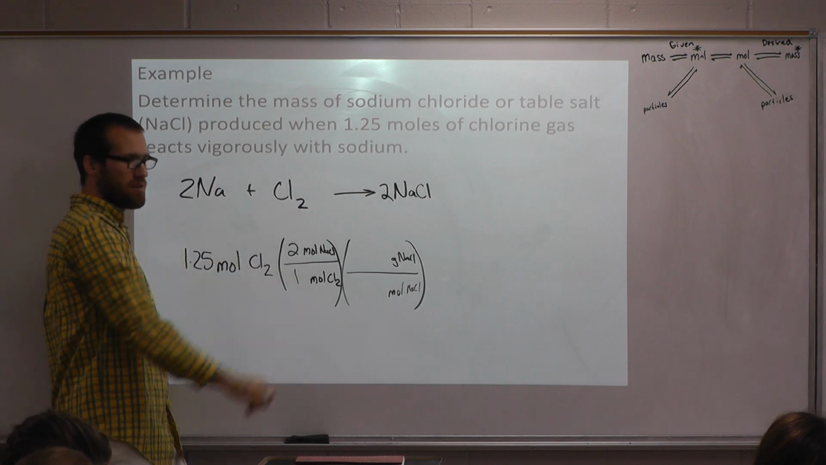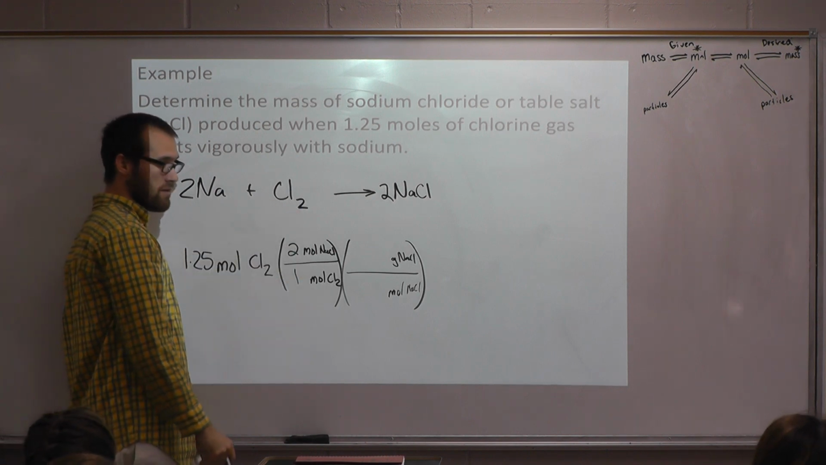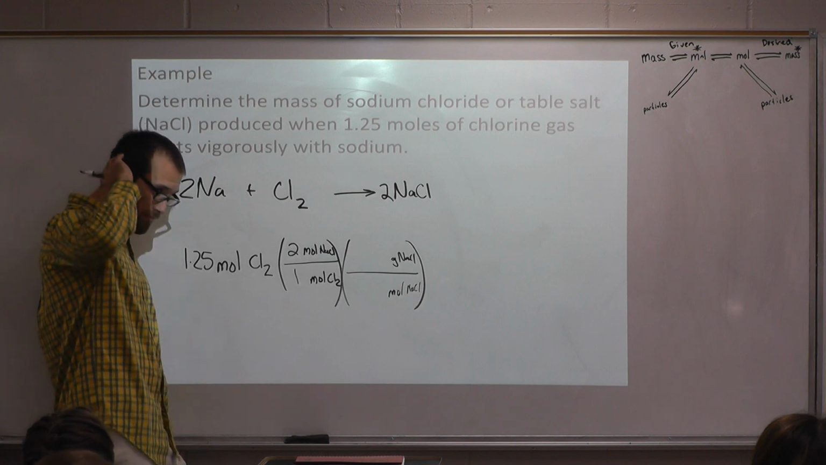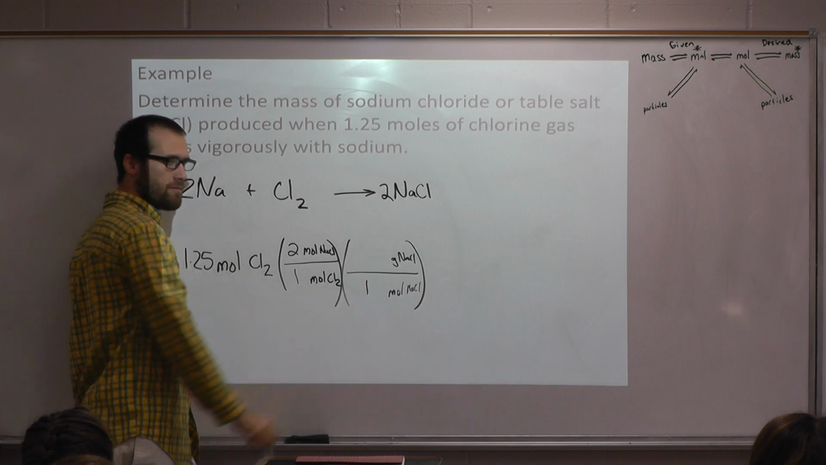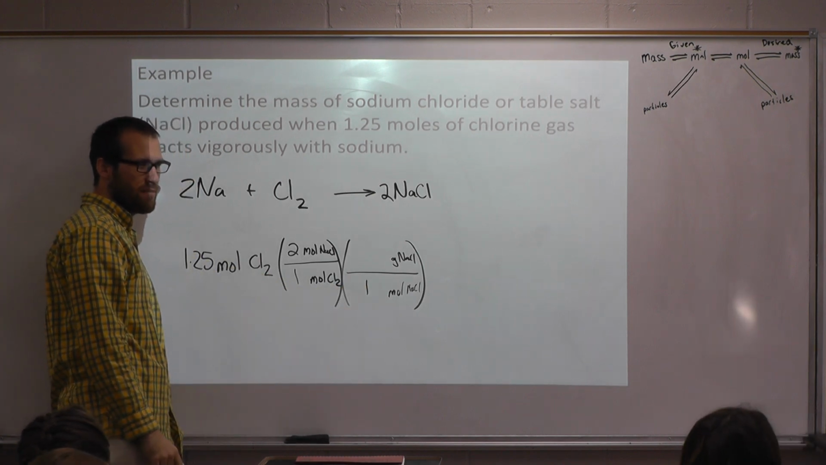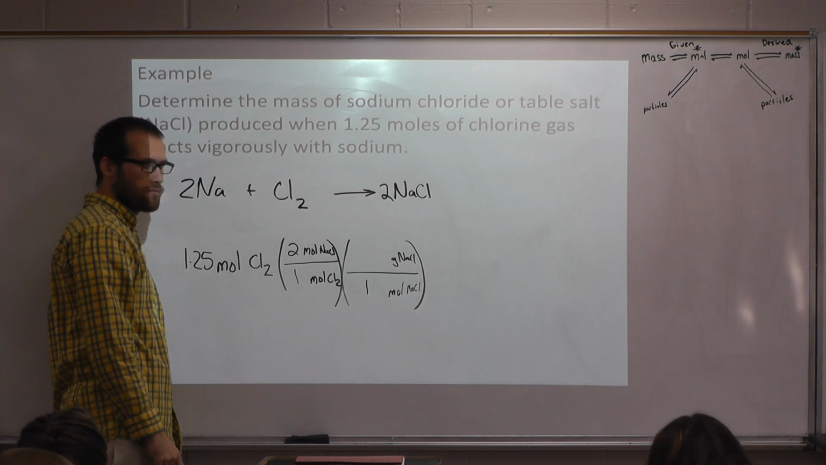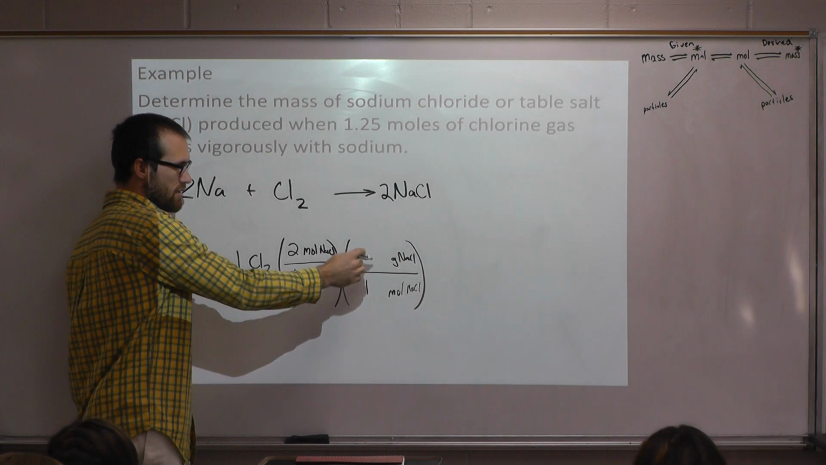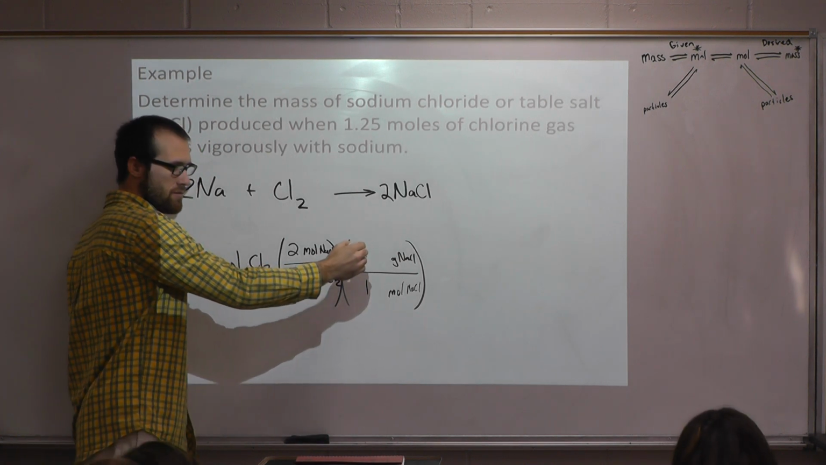Our next step is our molar mass. Where do we get molar mass from? From the periodic table, for NaCl. Where do we find the molar mass? Sodium's molar mass plus chlorine's molar mass is 58.44.